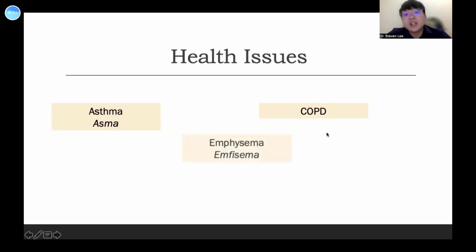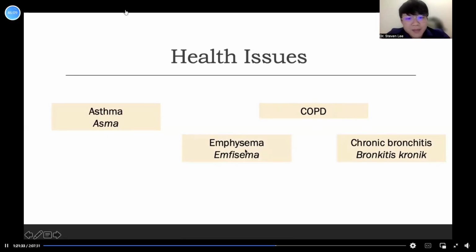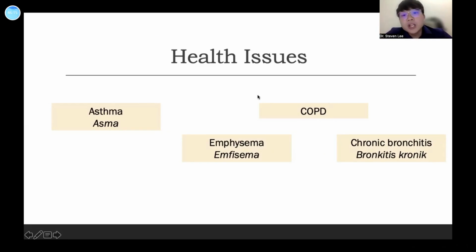COPD actually has 2 diseases underneath, which are emphysema and chronic bronchitis. So this is how we should branch it out. All in all, there are only 3 diseases. How difficult is that? Asthma, emphysema, then chronic bronchitis, and these 2 because of COPD. It stands for chronic obstructive pulmonary disease. In Bahasa Melayu also it is COPD. So we go one by one, very simple.